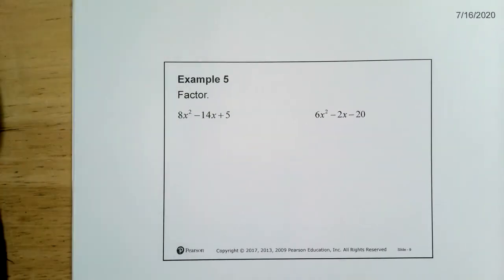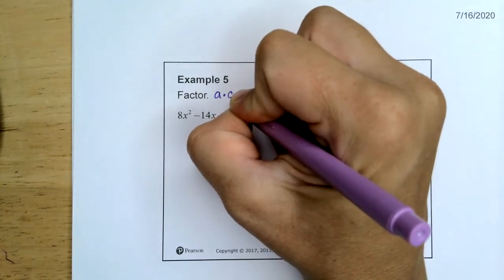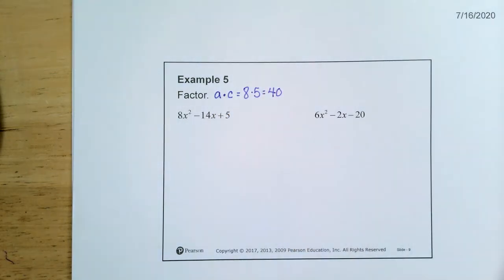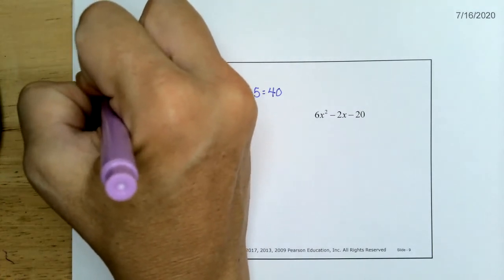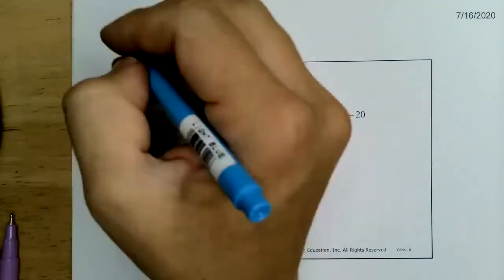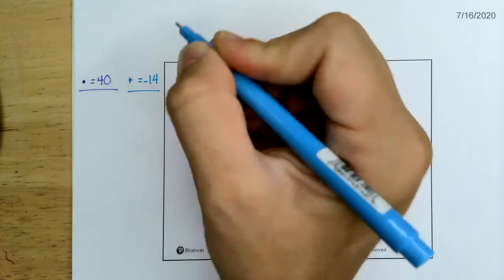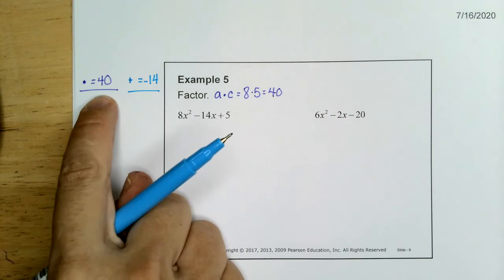Now we are going to factor 8x squared minus 14x plus 5. Do you see a greatest common factor? No. So we want to start by multiplying a times c. A times c is 8 times 5, which is 40, right? So it needs to multiply to equal 40. It needs to add to equal negative 14. So again, if I want a positive product and a negative sum, these both need to be negative.